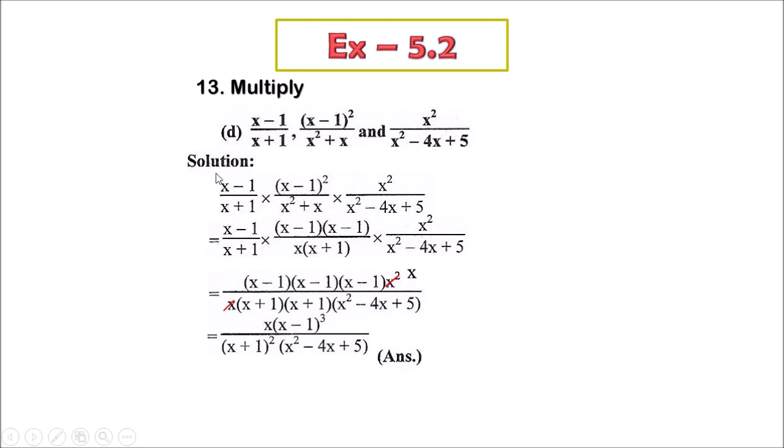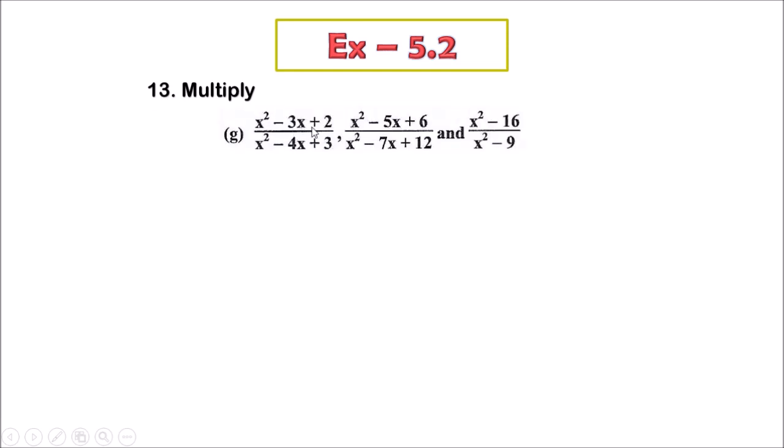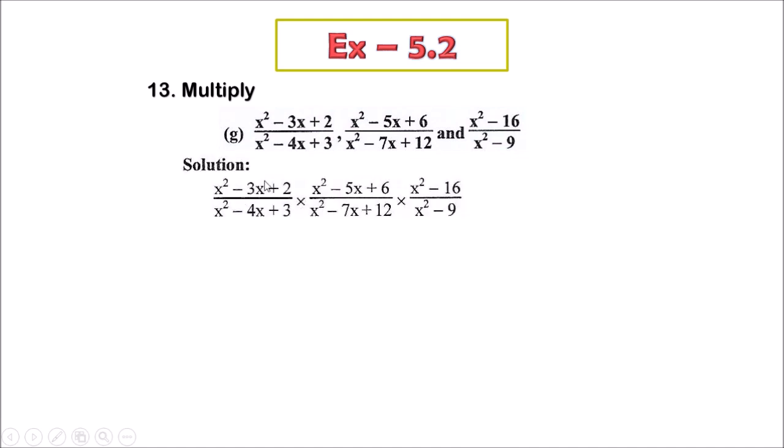I'm going to the next math of this multiplication, number 13, multiply, G number. Here are also three fractions, and we have to find their product. We just write all the things with the multiplication sign between them. So this is the first fraction, second fraction, and third fraction. Now in the next line, I am going to break it into middle terms.